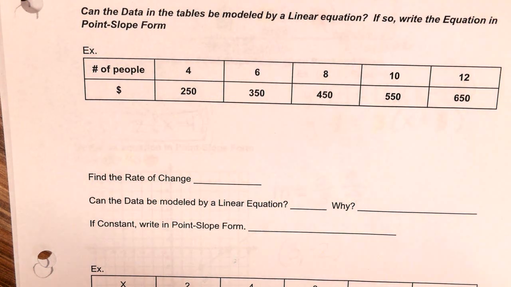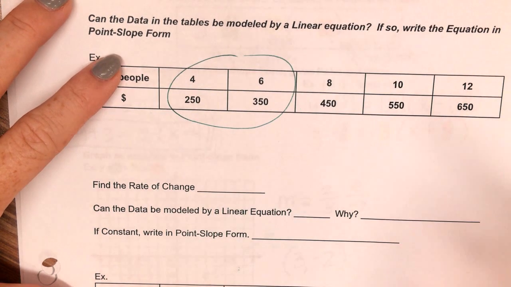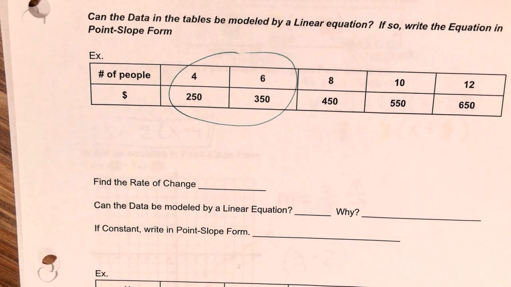So here's the deal. To be linear, the slope has to be the same from point to point. The rise over run, it has to be the same. Okay? So what you would do is you would solve for the slope of these two. Then you would solve for the slope of the next two. Then the next two, and see if they're the same. With these you can do in your head.